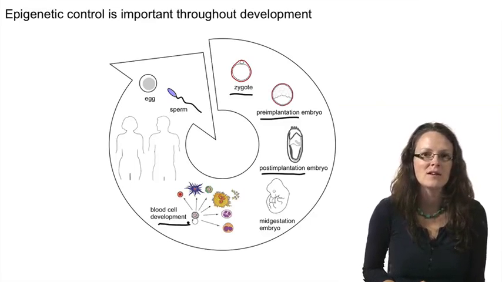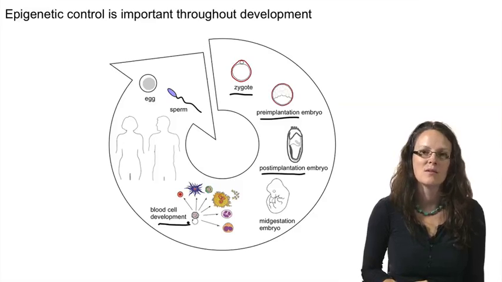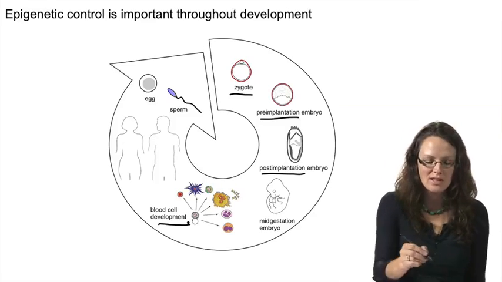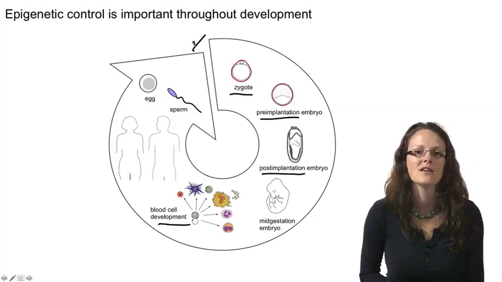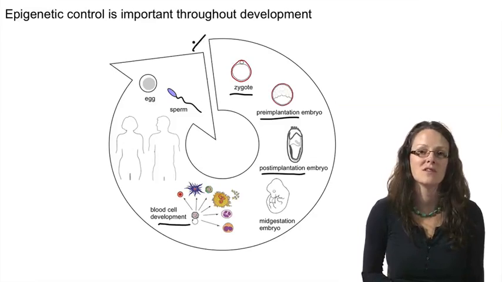So these epigenetic marks are laid down throughout development, and this helps to specify cellular identity and for that cellular identity to be maintained. But in addition, these marks need to be removed between generations, and that's why there's this break in the arrow here, to indicate that they're removed between generations to ensure totipotency for the next generation.